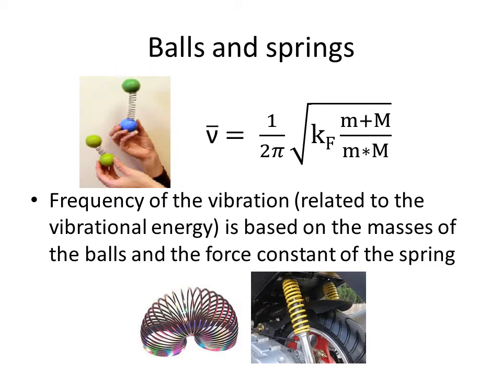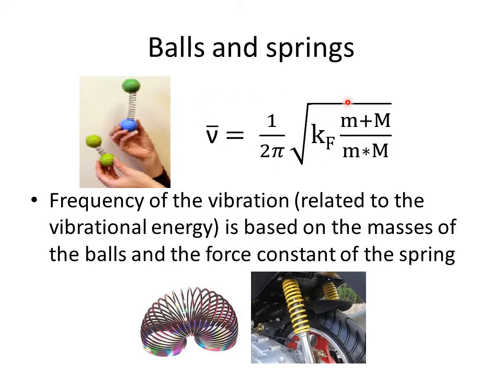Now, in your physics class, when you talk about harmonic motion, you talk about springs and pendulums and waves and these sorts of things, you might describe them in terms of Hooke's law. So here's a simple version of Hooke's law, which says for a two-mass system, when I've got two balls connected by a spring, the frequency of vibration is equal to 1 over 2 pi, that's the constant pi, times the square root of the force constant for the spring times the mass of one ball plus the mass of the other ball divided by the mass of one ball times the mass of the other ball.